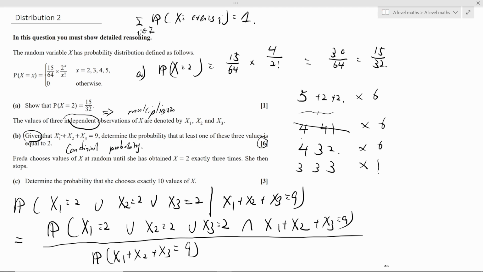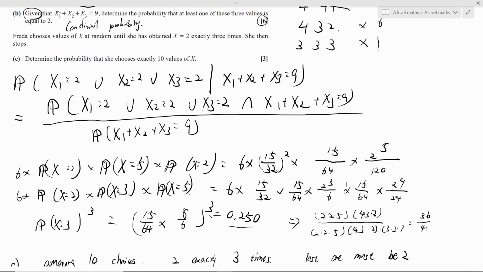And now what we need to do is find the probability of these 2 events happening, and divide by 0.250, and you should roughly have 36 over 41, which is not too hard. You should have calculated all the separate probabilities already.